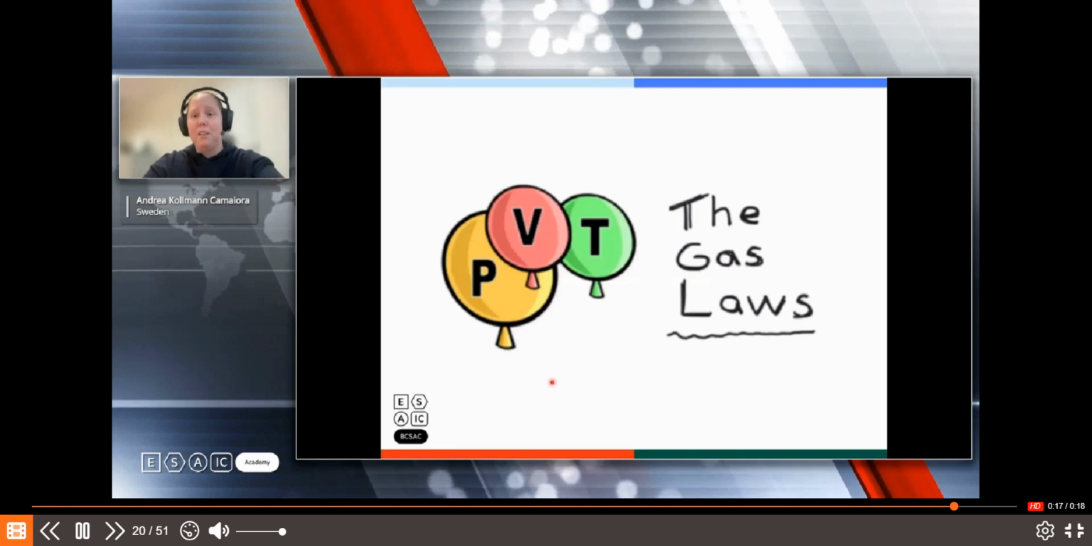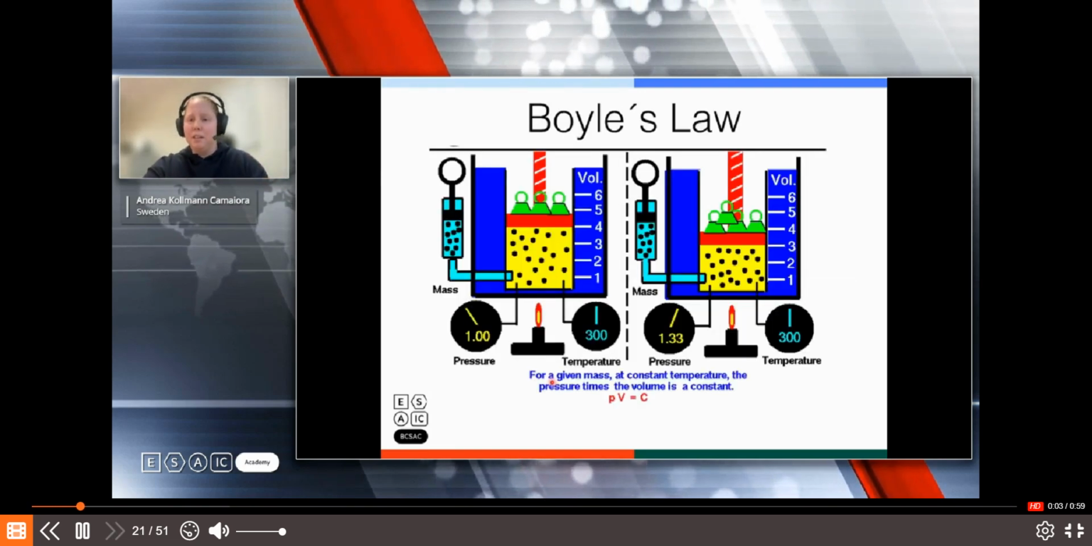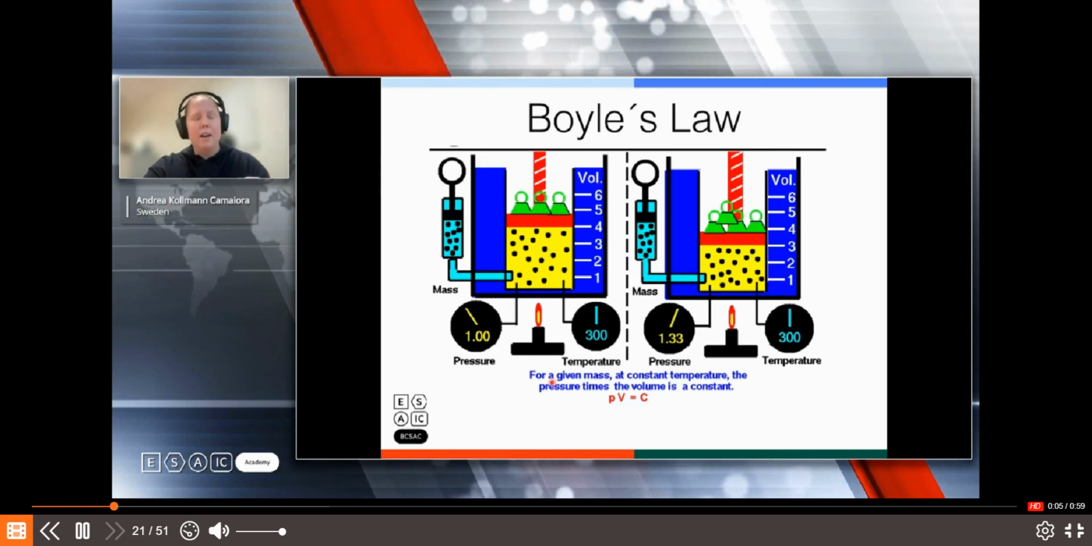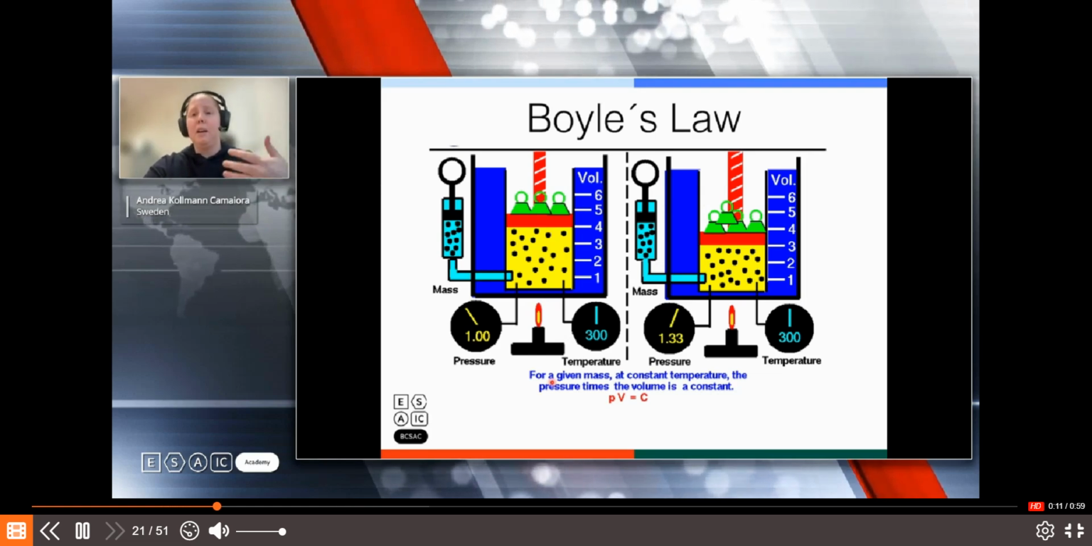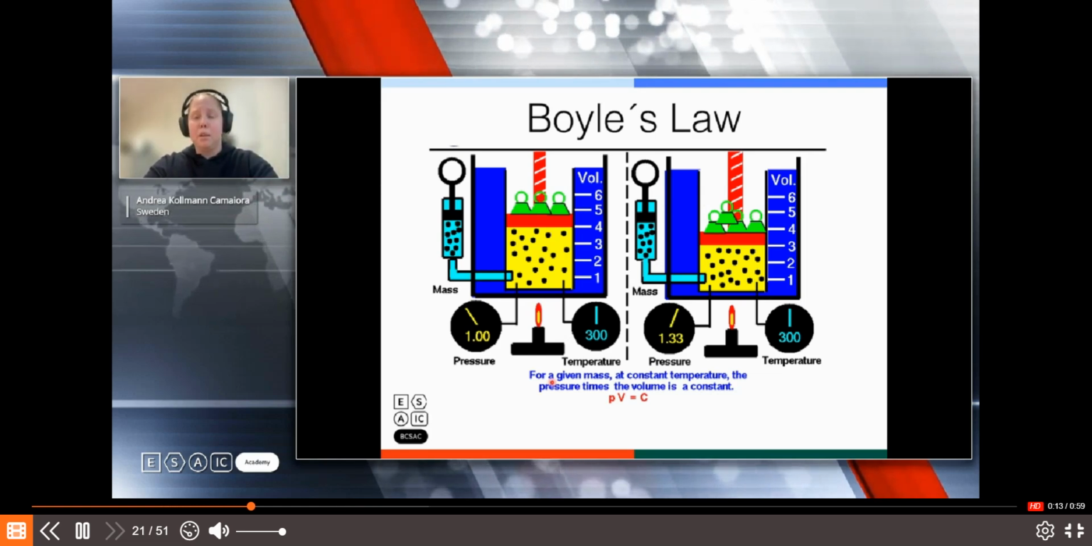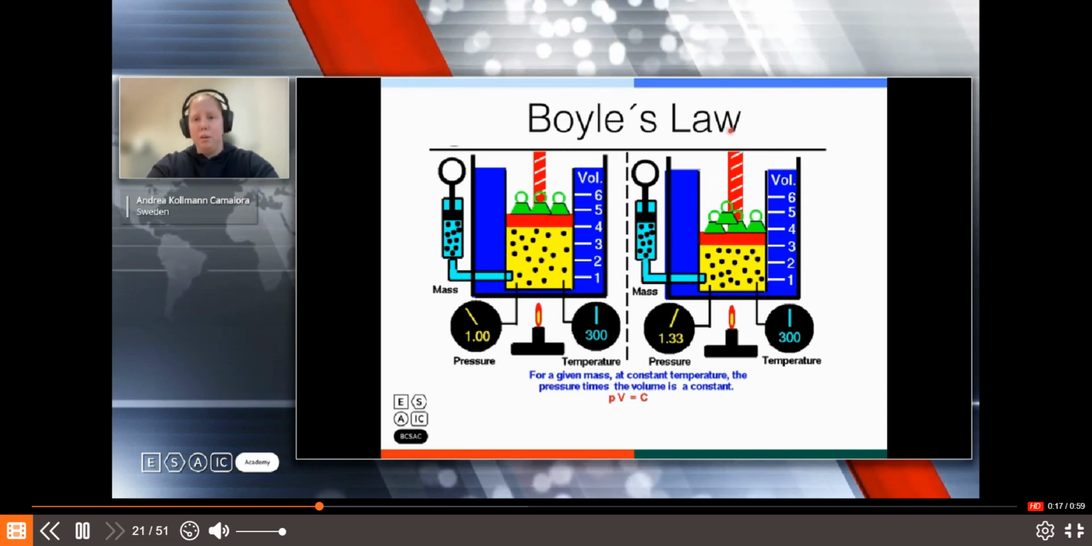So we're going to move into the gas laws. The gas laws are different laws that you need to know and memorize because they come in the exam, but I will give you a special memorizing trick at the end that will help you answer the questions a little easier. We start with Boyle's law.